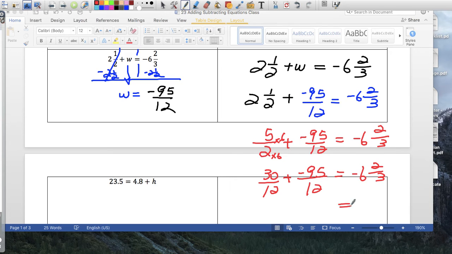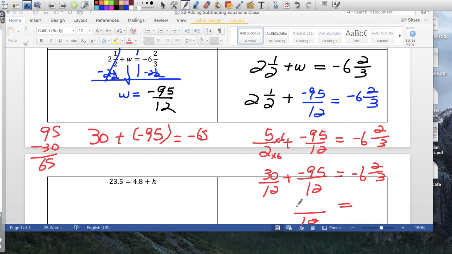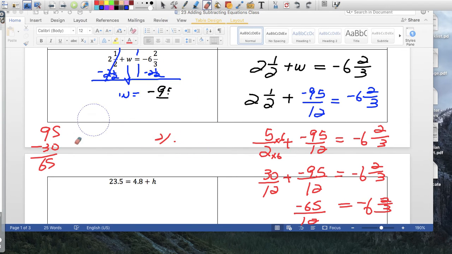Let's see. So here I'm going to get something over 12, right? My denominator is 12. So on the top I have 30 plus negative 95. There's more negatives. So 95 minus 30 equals 65. So it's going to be negative 65. So I'm going to put negative 65 over here. Is that equal to negative 6 2/3? Well, let's see. So I get negative 65 over 12, right?